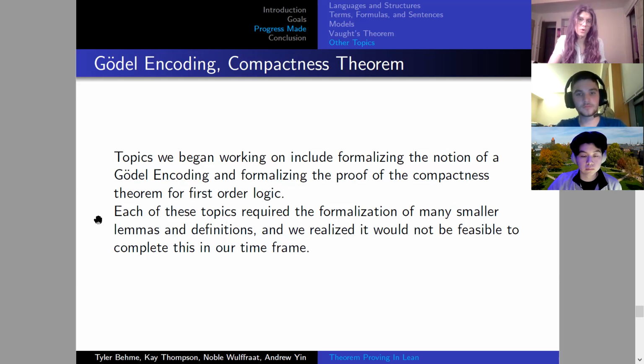More important and broad topics that we considered working on included the formalization of the notion of a Gödel encoding and the formalization of the proof of the compactness theorem. Each of these topics, when we wrote out the statement of the theorem in Lean, we realized that it would take a lot of definitions and lemmas, and it would not be feasible to do this in our time frame.